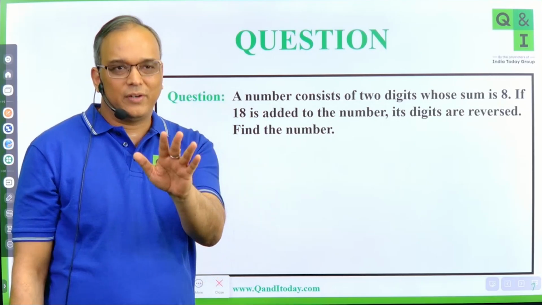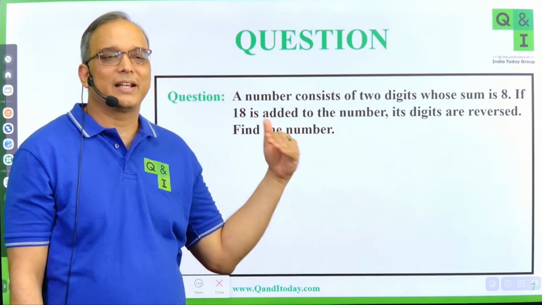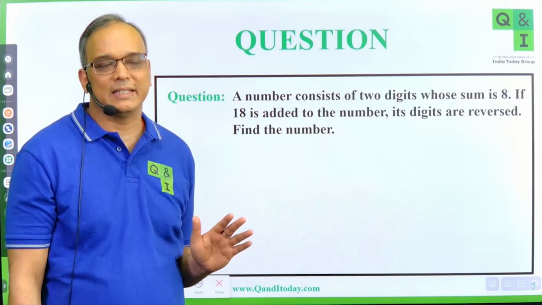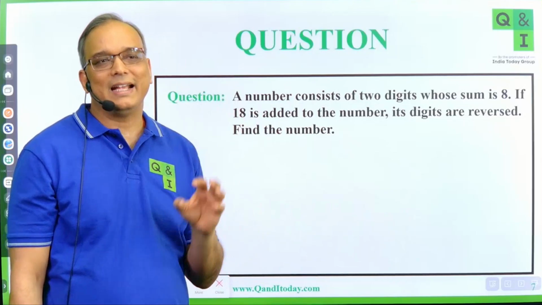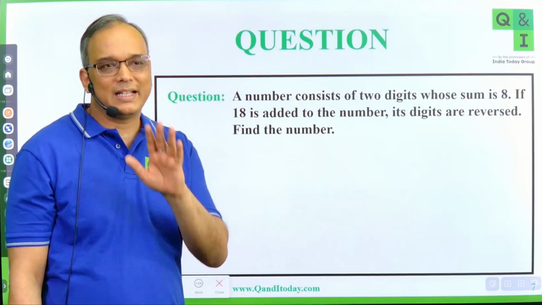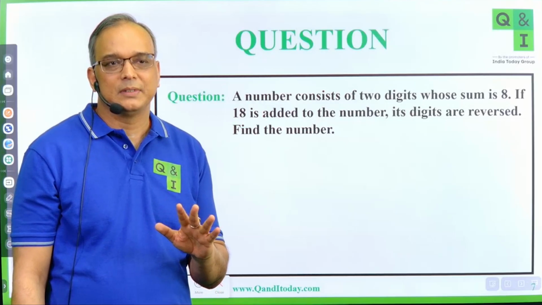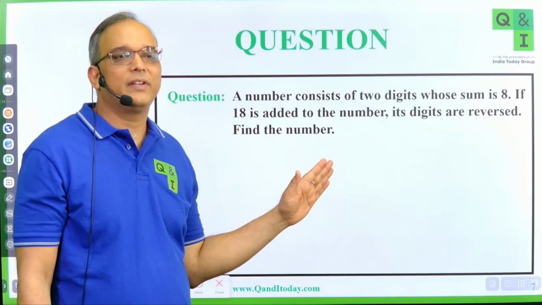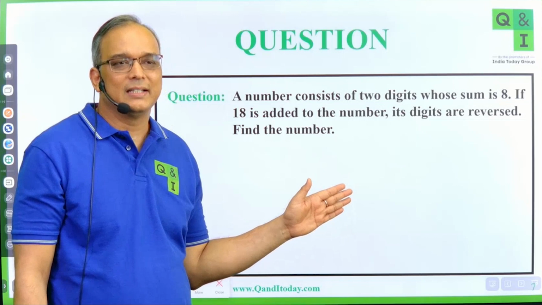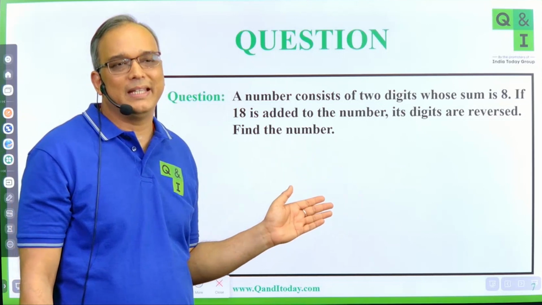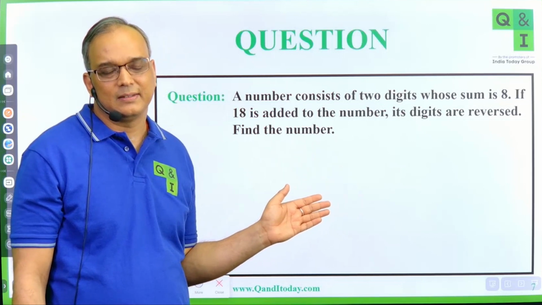So as you have done x plus y is equal to 8, write y is equal to 8 minus x. So one digit is x, other digit is 8 minus x. That will make your life easier. If you have taken your unit digit as x, then the tens digit will be 8 minus x.